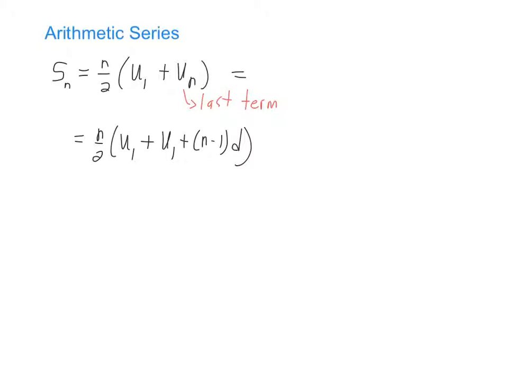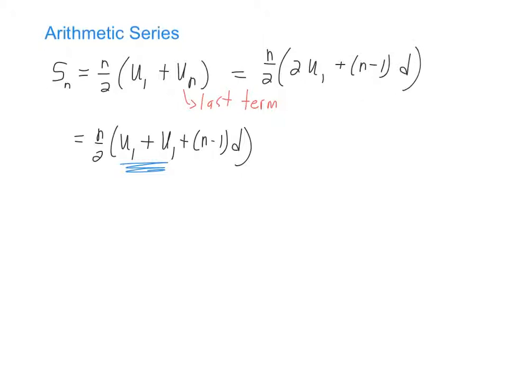It's given to you. Well, if we clean this up a little bit, you can see that these two together would give us 2 u sub 1's. So that's where the other formula comes from that you see in your formula sheet. So you'd have 2 times u sub 1 plus n minus 1 times d.